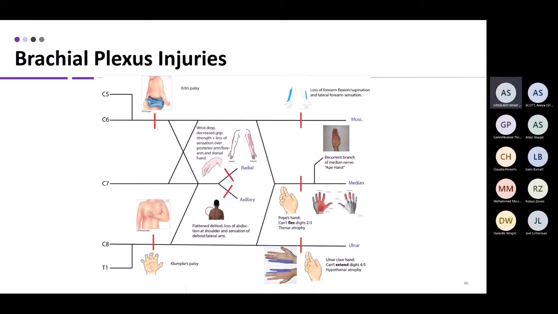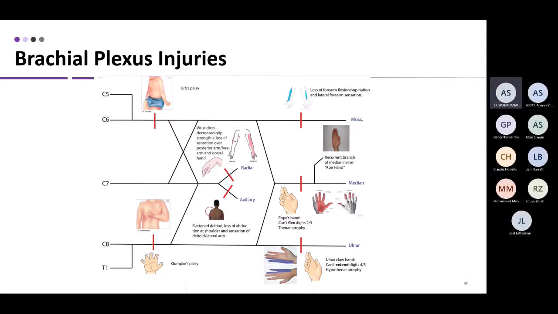Whereas Klumpke's is linked to injuries, for example, falling from a position of hanging, because you're stretching out your brachial plexus from underneath, whereas with Erb's palsy, with shoulder dystocia, you're stretching it out from the top. And that's why you get the different presentation. So with Erb's, you're damaging the top roots, whereas with Klumpke's, it's the bottom roots here. And with Klumpke's, because it's affecting all the intrinsic muscles of the hand, you get this claw-like look, because your flexors at the wrist and the fingers are just constantly flexed.